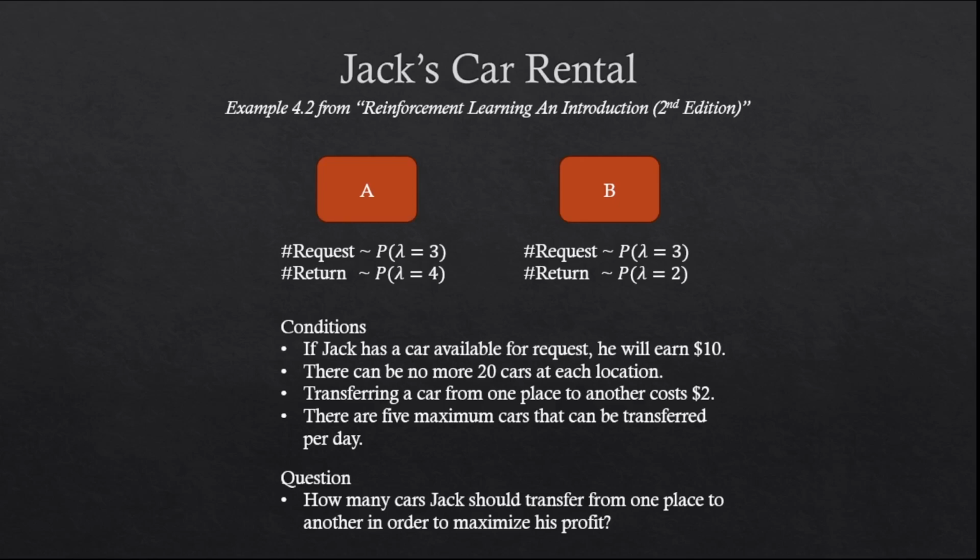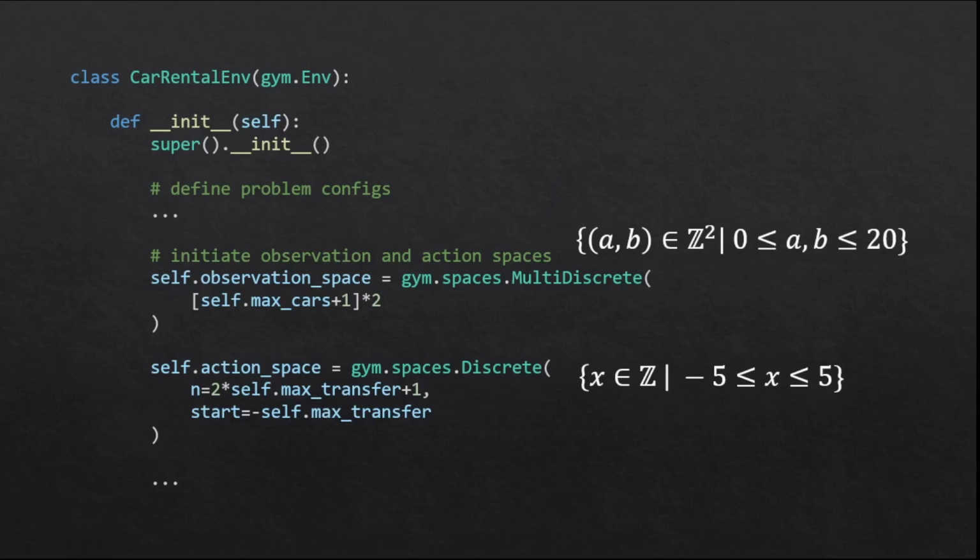So of course, when we start, we have to inherit the environment class and implement those methods that we mentioned before. But before that, we have to initiate all the problem configurations, such as the maximum number of cars that a rental place can hold, rental credits, and transfer expenses. And then we must define the observation and action space.